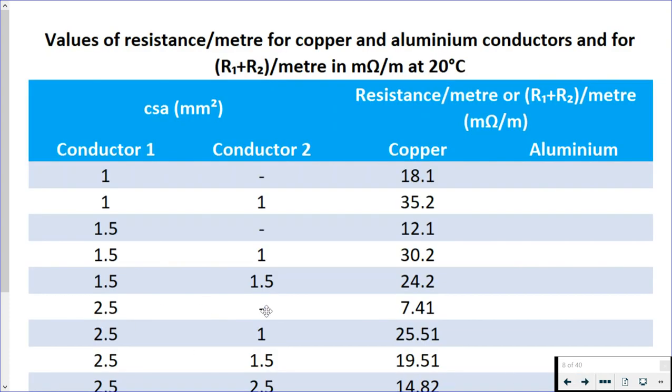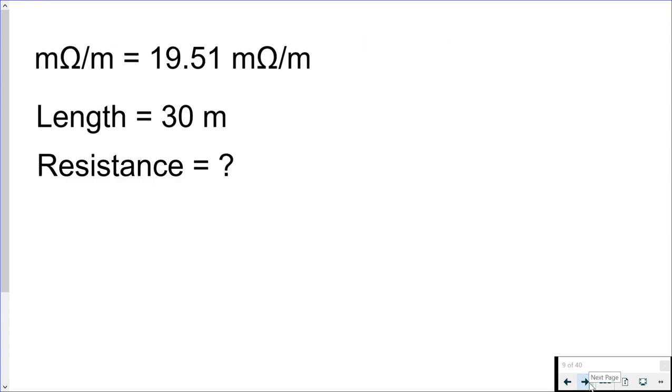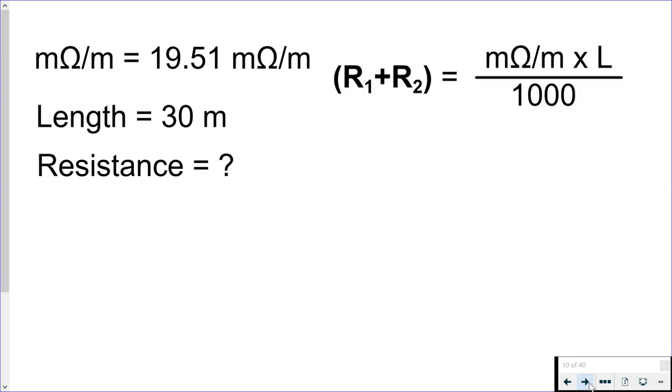So we have a 2.5 millimetre squared line conductor, 7.41, and a 1.5 millimetre squared protective conductor, 12.1. The accumulated resistance of these is 19.51 milliohms per metre, from the table. So we take that 19.51 milliohms per metre and that length, and we look to calculate its R1 plus R2 value. Remember, the milliohm per metre value for the cable, when we multiply it by the length, shows that it's directly proportional to the length. We're dividing by 1,000 because we are starting in milliohms and we want to end up in ohms.